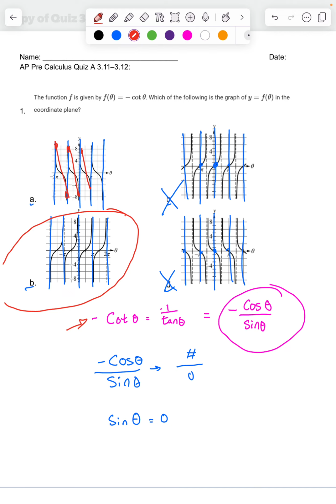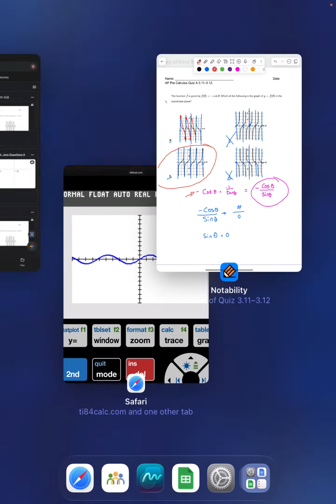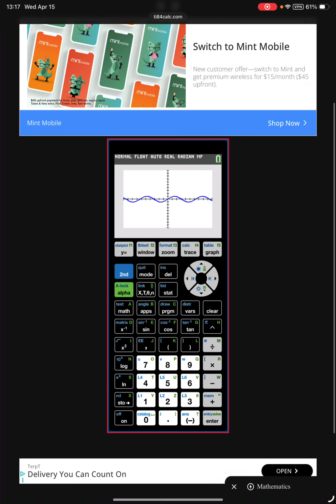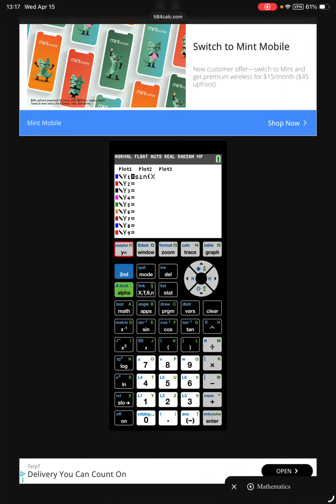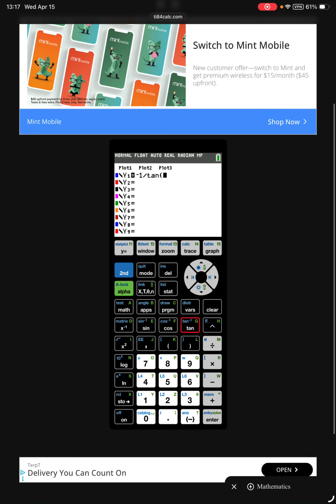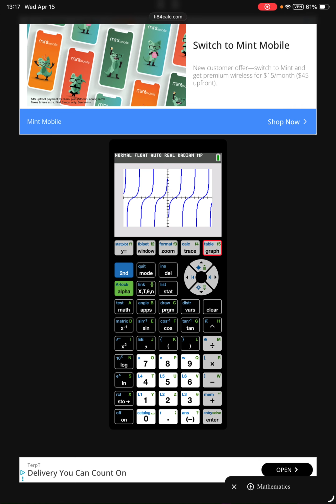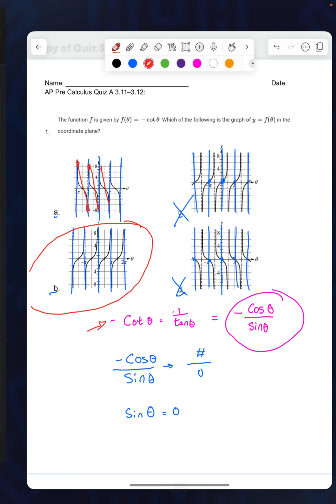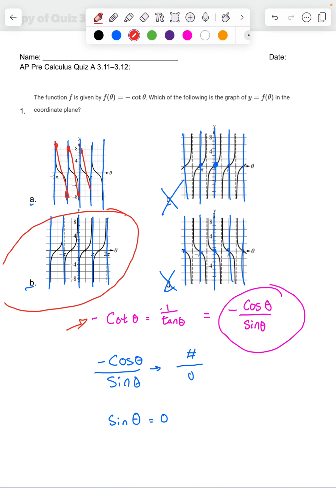It's the opposite. And another thing is you guys were able to use a calculator on the quiz, so you could have put this function into your calculator. Even though we technically do not have a cotangent function, we know that cotangent is 1 over tangent. So when we put it into our calculator and graph it, it looks the same as choice B. So the answer to question 1 is choice B.